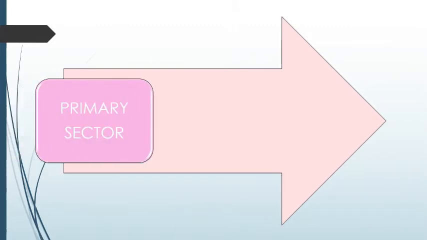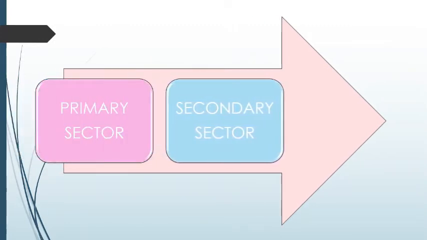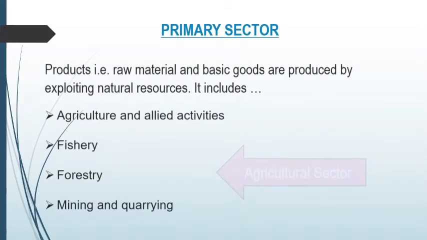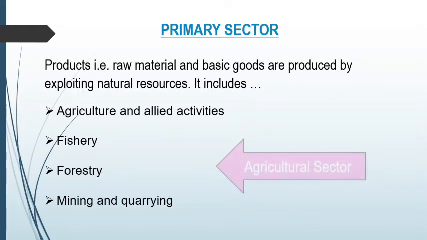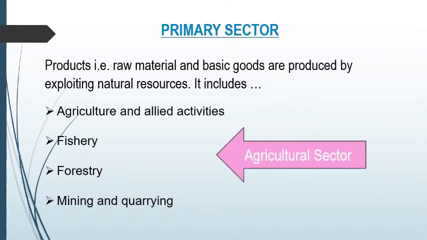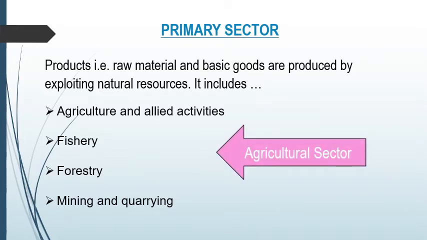Let's understand about primary sector, secondary sector and tertiary sector. Primary sector. Primary sector includes those goods which are produced by exploiting natural resources. It means these goods we receive directly from nature. It comprises of both food items and non-food items. Food items include wheat, rice, pulses, fruits, and non-food items include jute and cotton. This sector also includes other activities like fishery, forestry, mining, and quarrying.